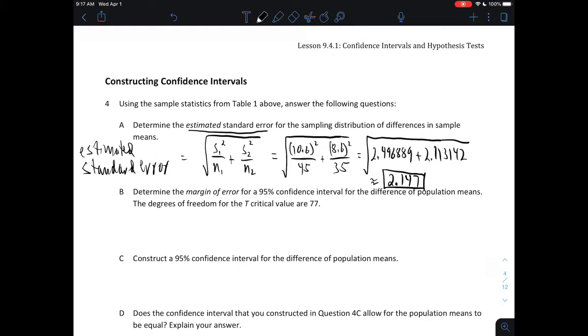Part B. Determine the margin of error for a 95% confidence interval for the difference of population means. The degrees of freedom for the t critical value are 77. So in this case, they gave us the degrees of freedom, 77. They also gave us the 95% confidence level, and we want the margin of error, which means E is equal to the critical value, t sub c, times that estimated standard error. And I'm not going to write the formula out for the estimated standard error because I already did that in Part A.